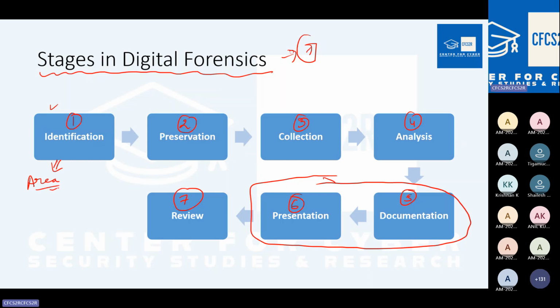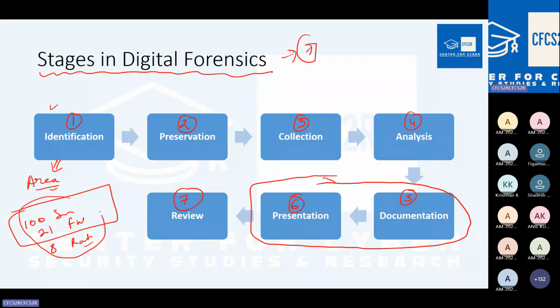Okay, so let us suppose there is a big data center with 100 servers and 21 firewalls or something, I would say 8 routers. So you will not start the forensics of the entire infra. If you start the forensics of the entire infra, you will end up with a lot of trouble. Okay, so identification of the particular system which is being infected or which is used to orchestrate an attack. So this is important, to identify the particular system.